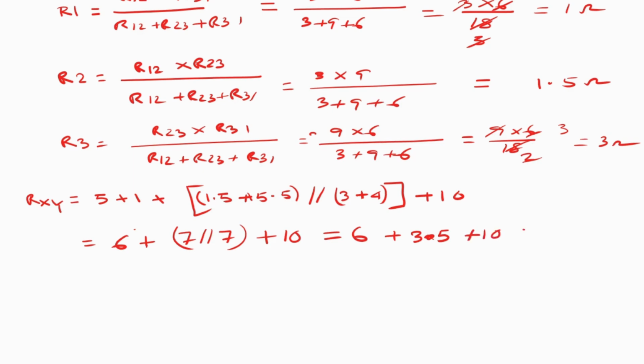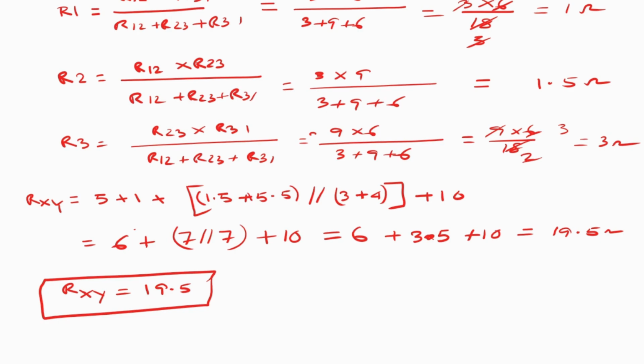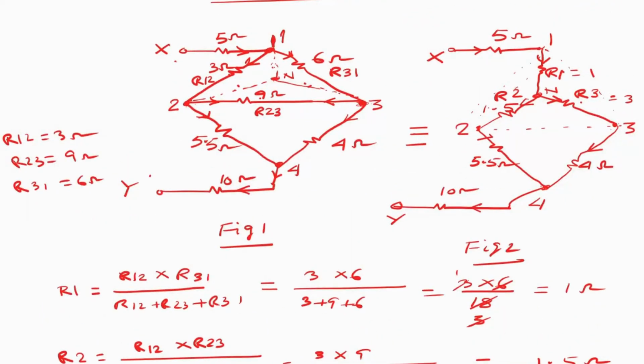So how much is the value here? 19.5 ohms. So RXY, what is the value? RXY equals 19.5. This is the equivalent resistance between terminals X and Y.